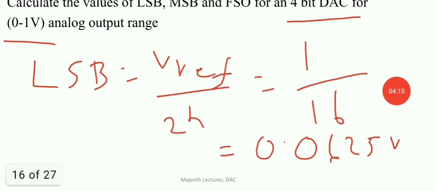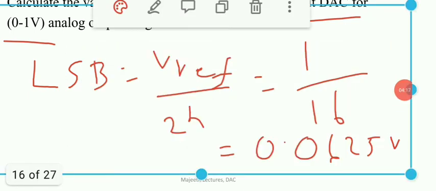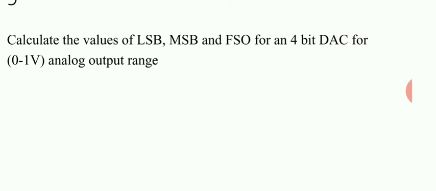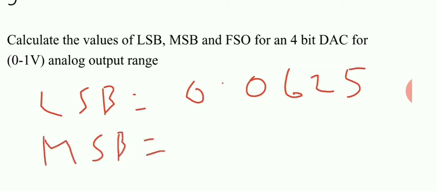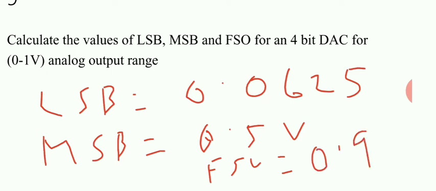So what are those answers? First one, LSB is 0.0625. MSB is 0.5 volt, right? And FSB, that is 0.9375 volt, right? That is the answer.